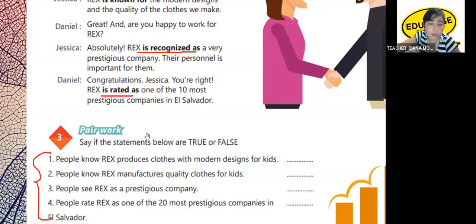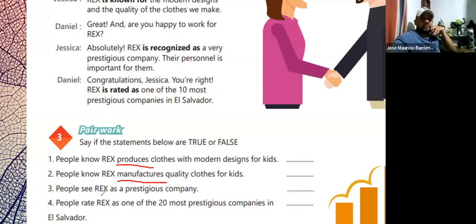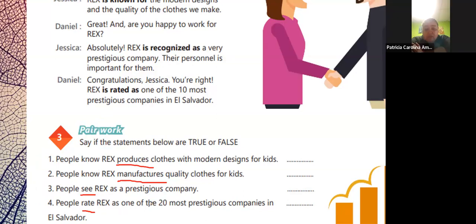Okay, I'm gonna give you some comments. That was the exercise, right? That you recognize what is the difference. But you can see here, I'm gonna tell you. In this case, we have people know Rex produces. What is the action here? Produces. Manufactures. Okay, see. And maybe rate.